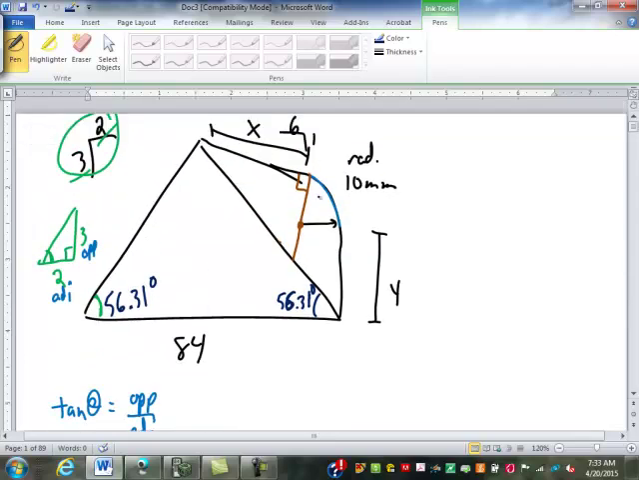Any other angles we could find? We know we can find the top one. What I'm going to do is I'm actually going to cut it like this, because it's going to be more useful to us like that. And half of that top angle would be 33.69 degrees.